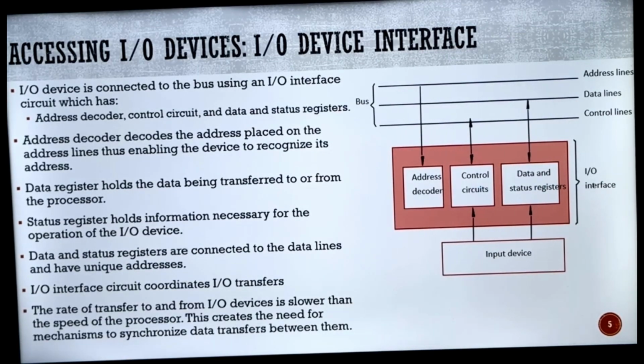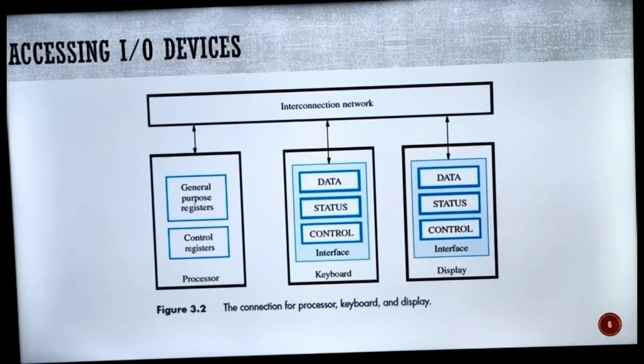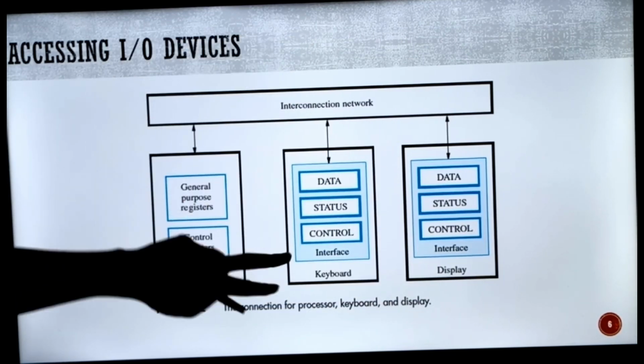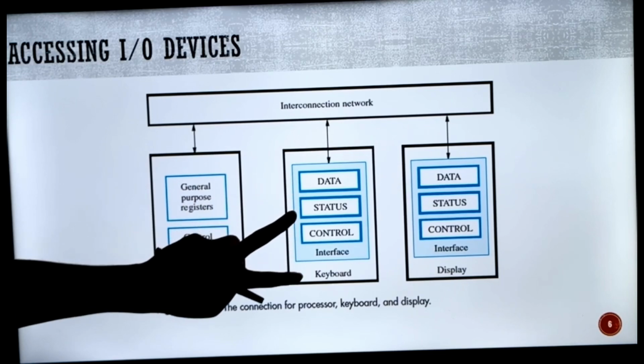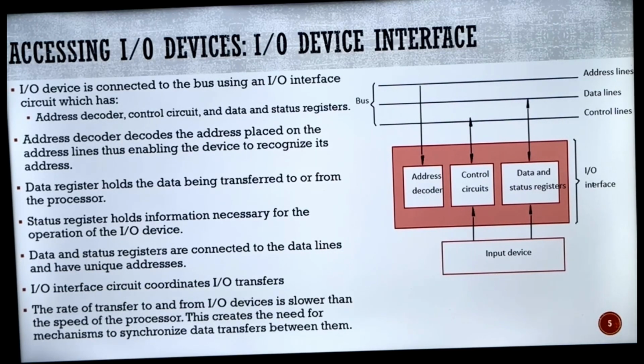Fine. So this is about IO interface. For each and every IO device, we have to go through this IO interface whenever you want to send or receive something from your system. I hope you understood that. So this is how it looks. For keyboard, display, whatever IO device it is, you will have to go through these 3 things: data, status and control. This IO interface. Fine.